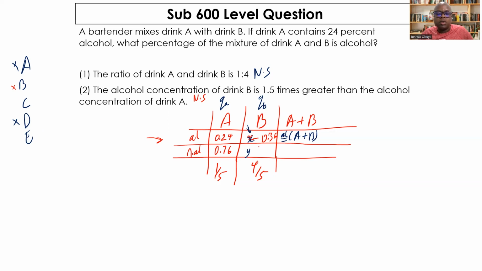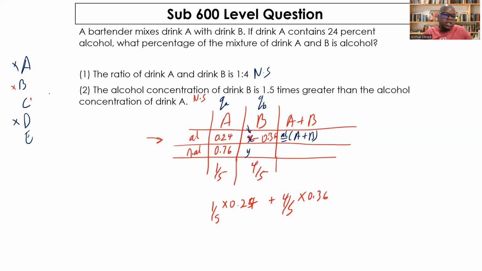Therefore, we know the concentration of alcohol in A plus B, given this mixture, will be constant no matter what value you take, since it's a fraction now. It means they'll have a constant contribution to the concentration. And therefore, A will be contributing, in mixture A plus B, 1 over 5 times 0.24, not 25, 24. And then plus for B, 4 over 5 times 0.36. And this will give you the alcohol concentration of A plus B. And therefore, this will be sufficient, giving us a concentration.